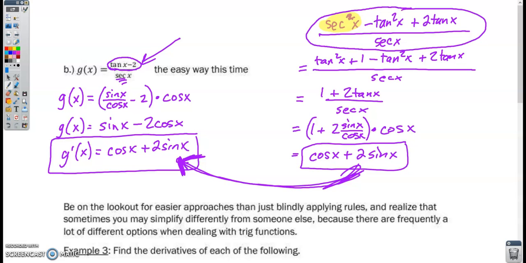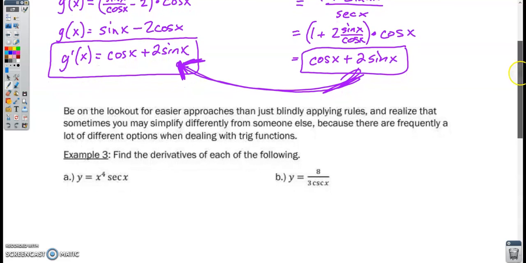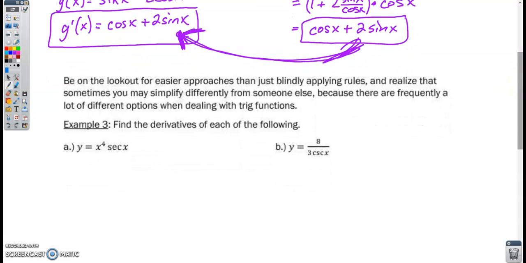So keep that in mind. But we'd like to take the easier path when it's available for us. All right, a few more examples here. Let's go ahead and we'll slam through these really quick.